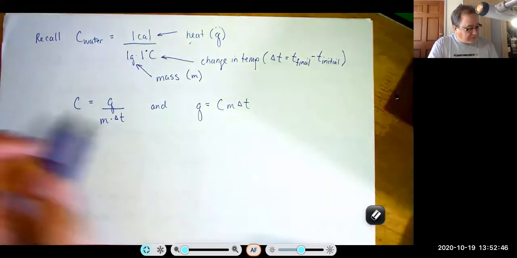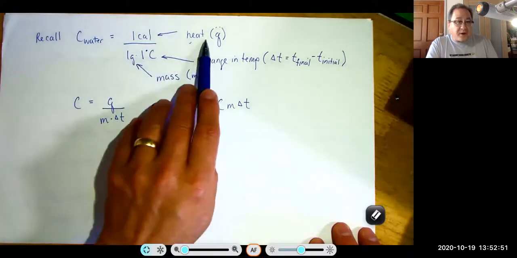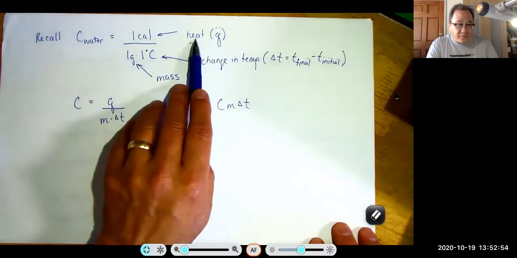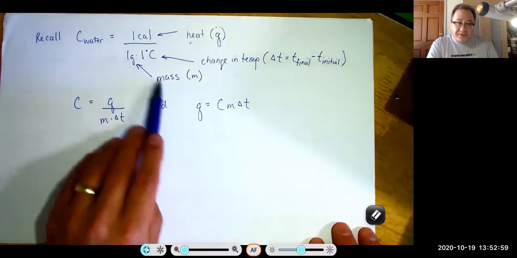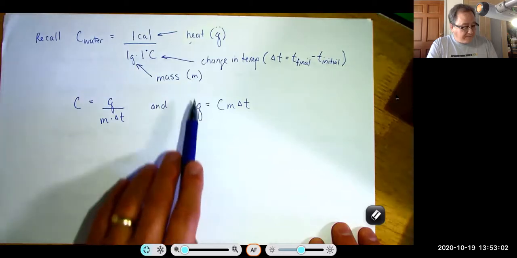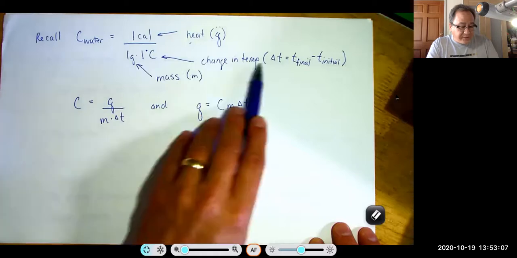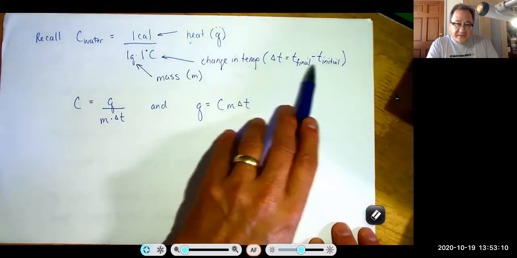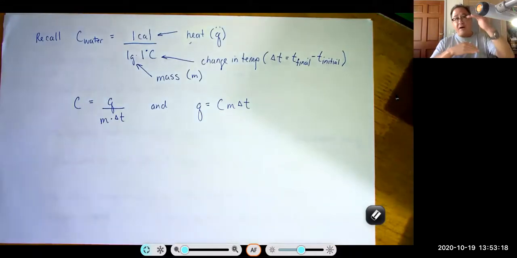We just talked about this for specific heat capacity. It's 1 calorie per gram per degree Celsius. This part up here, this calorie, is heat, which is given the symbol Q. This is the mass, which is given the symbol M. And this is a change in temp, which is given the symbol delta T, which is T final minus T initial. Sometimes your change in temp can be negative. Sometimes it can be positive. If you start at 0 and go to 100, that's positive 100. If you start at 100 and go to 0, that's negative 100.